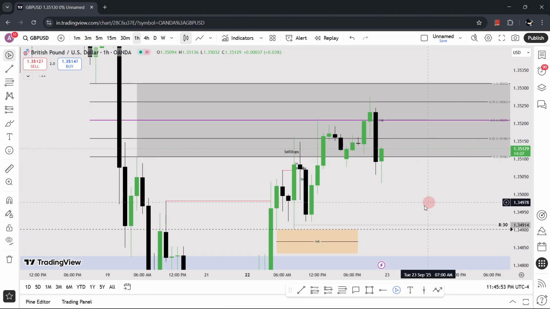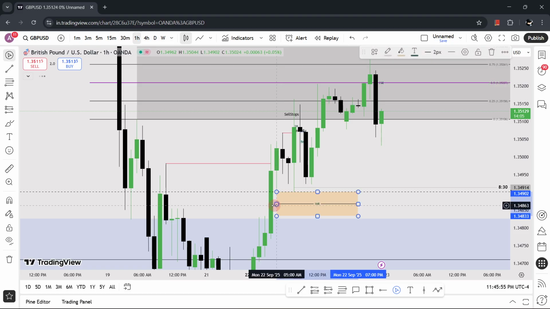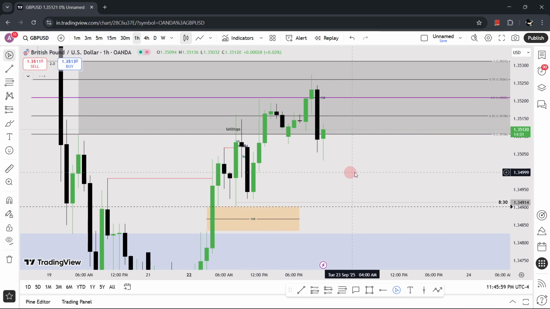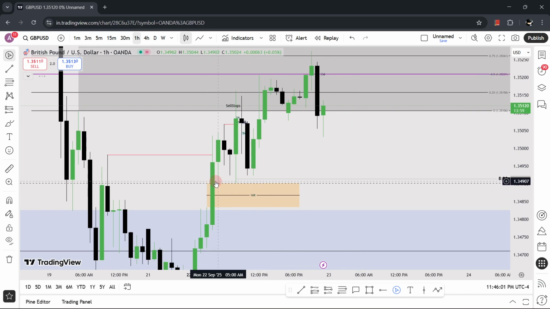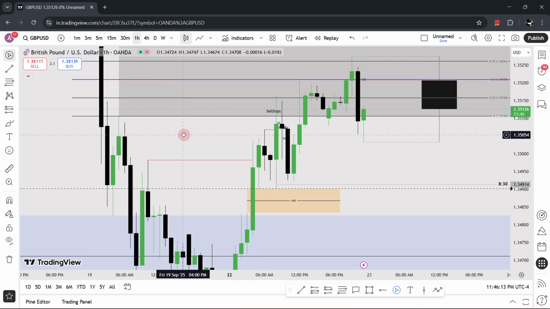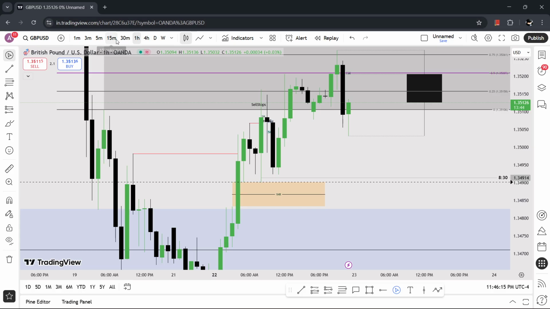Now we had this 1 hour fair value gap which was resting for a while before the New York open. The New York open was somewhere here. This was a gap which formed in the London session, so we had a gap which was not mitigated yet. You will see it in the lower time frame, going to 15 minutes.